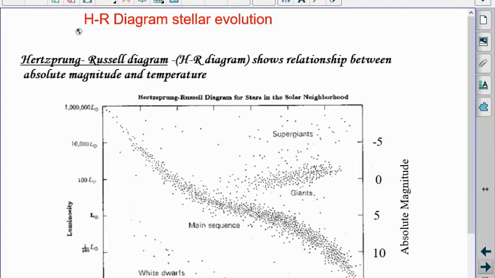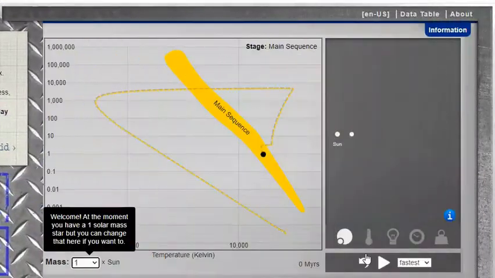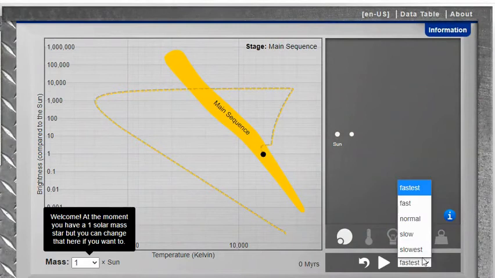So I wanted to go over this real quick. It's just a quick little animation here. So again, this shows the HR diagram. Stars down here are less massive than the sun. As the mass increases, they burn hotter and brighter, and they change color going up to blue. Then we've got our giants and our supergiants, and then our dead stars down here. This is a cool little tool called Star in a Box, just to show a couple of things. I'll go on fast.